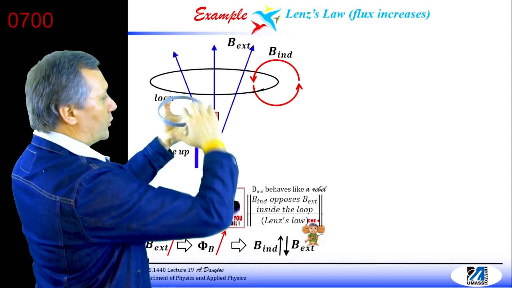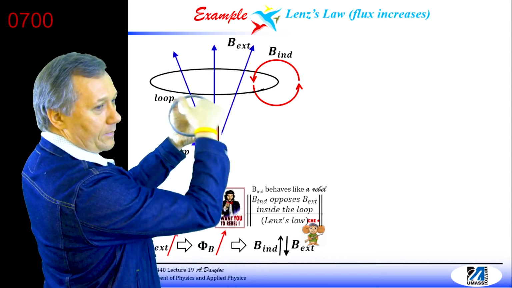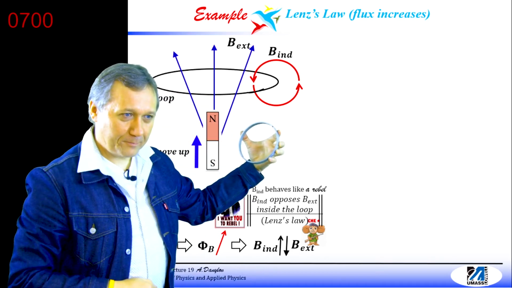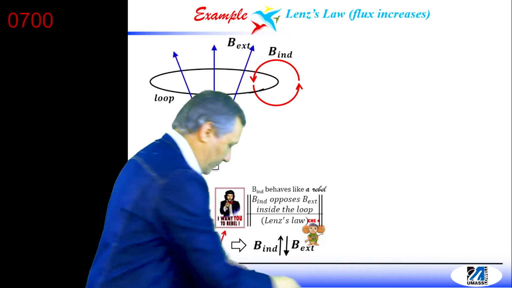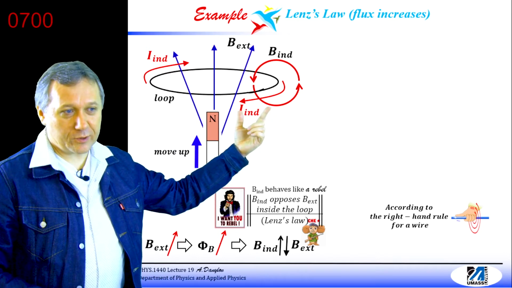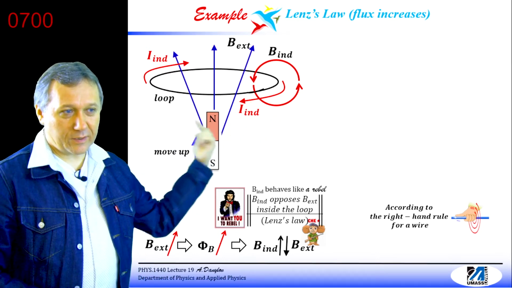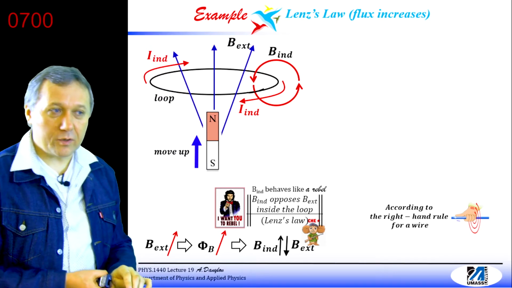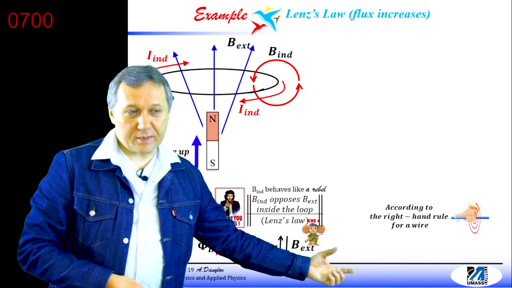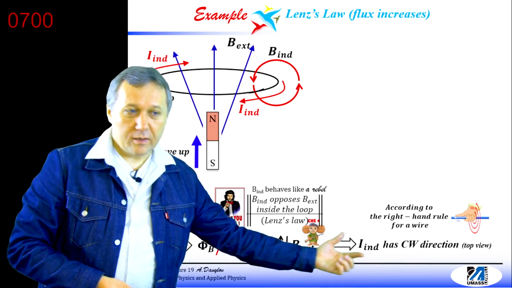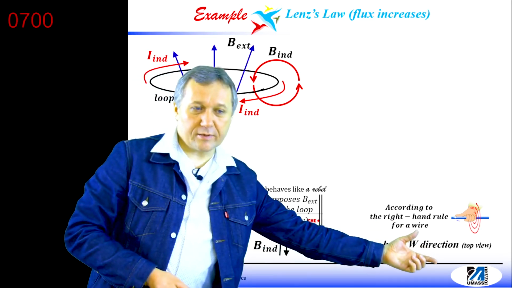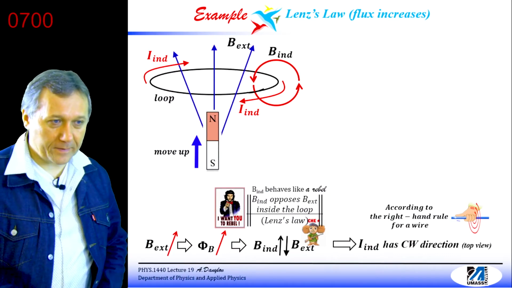If you look from the top, the current will be this way, which from your point of view is clockwise. As a result, I can show this direction of the induced current. Again, if you look from the top, it will be a clockwise direction. So the last step in this train of thoughts: I induced is in the CW direction, and in the parentheses, if you look from the top.